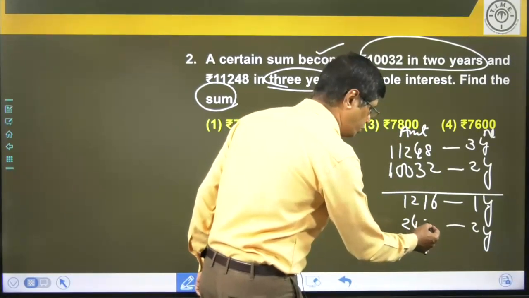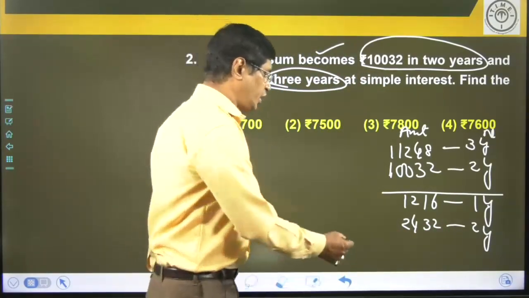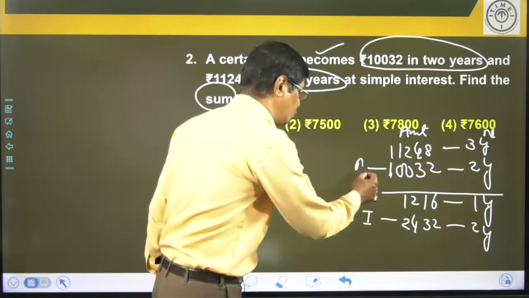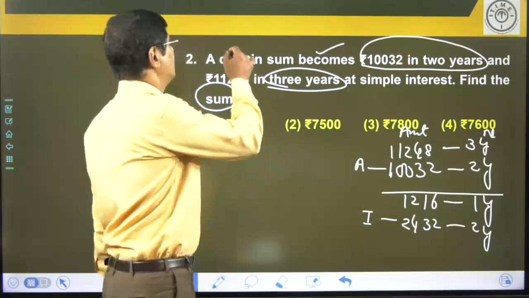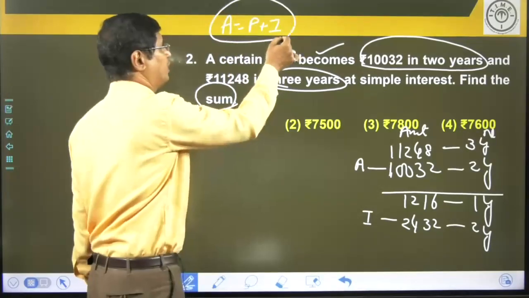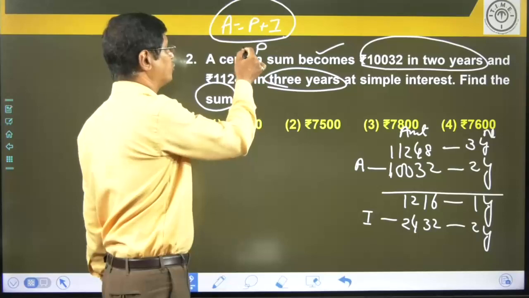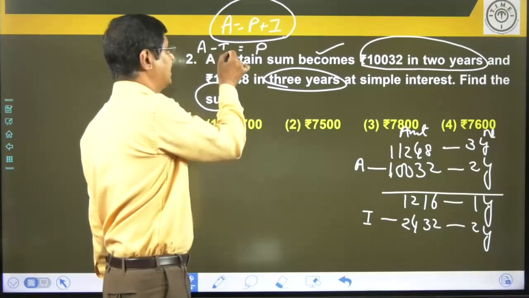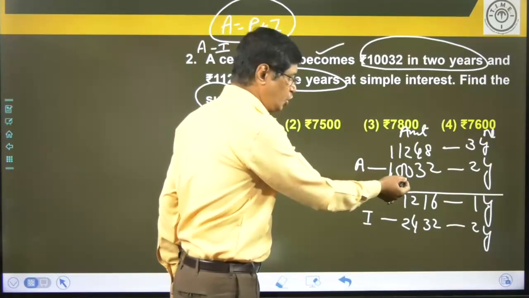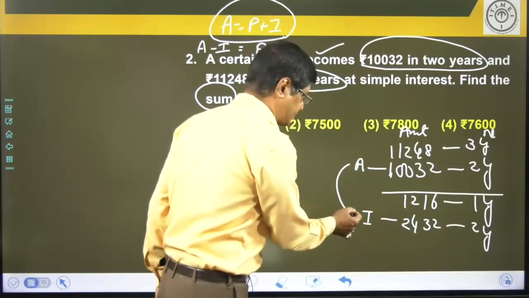2432. 2432 is the interest for a period of 2 years, and this is the amount for a period of 2 years. Actually, amount is equal to P plus I. Sum of the principal and the interest will give the amount value. So, what is the principal? Principal is equal to A minus I. Subtract interest from the amount. 10032 minus 2432.